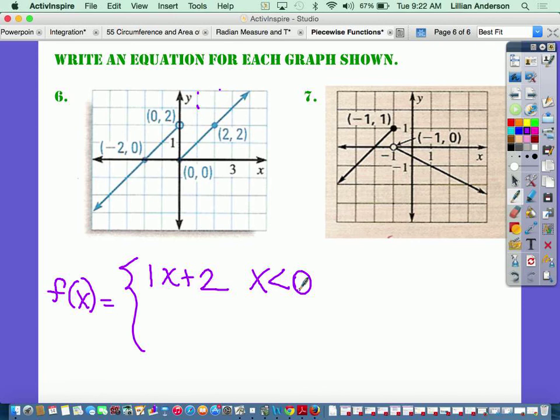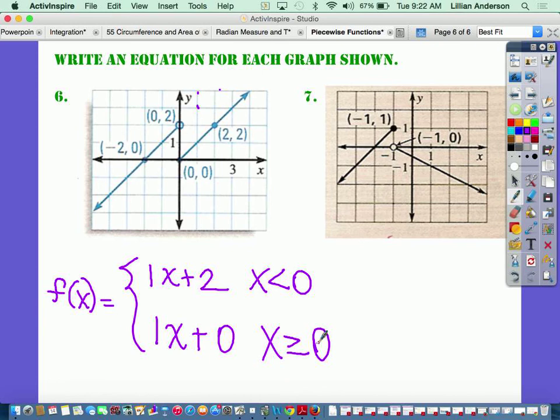Now this one, where does it intersect the y-axis? And what's the slope? Positive 1. And it's defined for all the x values that are what? And there is the piecewise function for that graph.